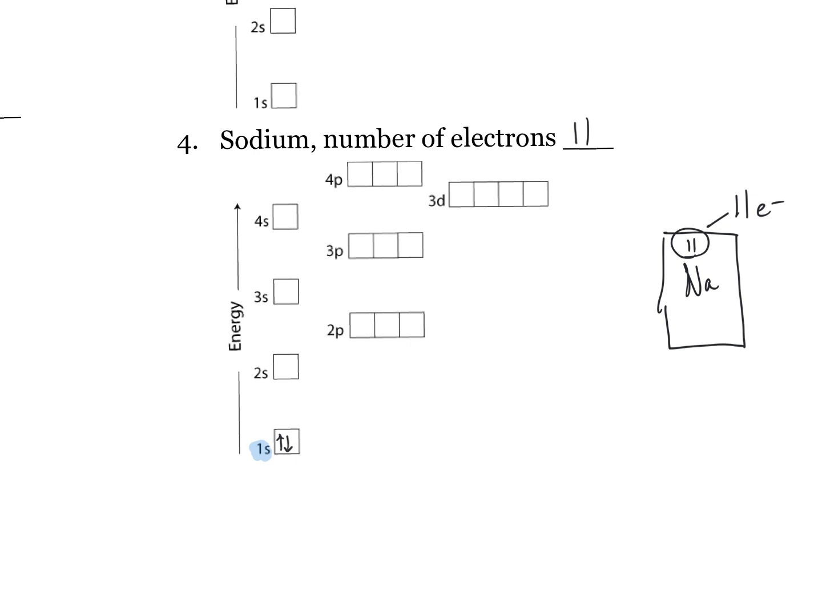That's going to be my 2s energy level right there. And we're going to put 1 going up and 1 going down. We've used up 4 electrons now. We need to get to 11. Now, watch what happens when we get to the p orbital.